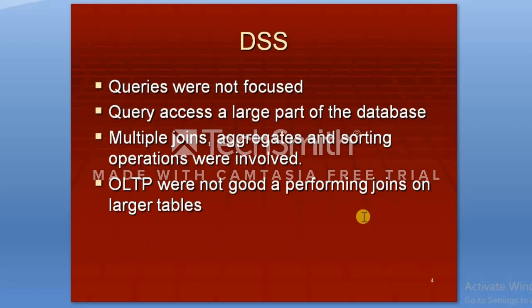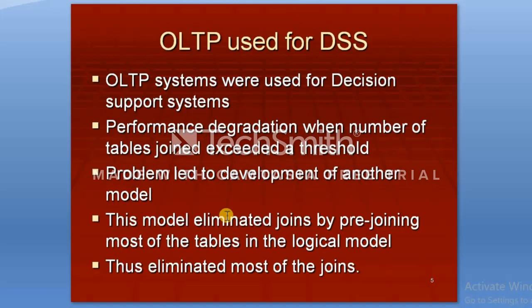Decision support systems are used to analyze the data, and their purpose is to provide the result in minimum time. So when the performance degrades, it takes more time to get the data. In order to avoid this, to improve our decision support system, the statement written here is: OLTPs were not good at performing joins on larger tables. Again, as I discussed earlier, OLTP systems were designed to record transactions, but not for access to larger data.